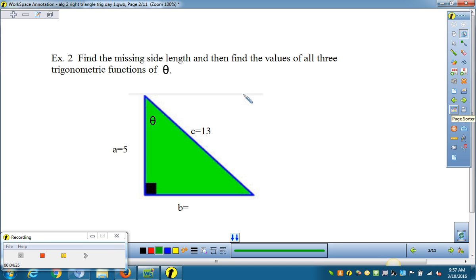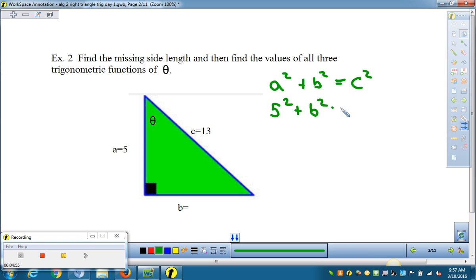All right, let's do it again. Find the missing side length and then the values of all the trig functions. So this time we're looking for what? Which side? B. So let's fill in everything that we know. We know a is 5, so we're doing 5 squared plus b squared equals 13 squared. C is always the hypotenuse, and a and b are interchangeable for the legs. So I've got 25 plus b squared equals 169.